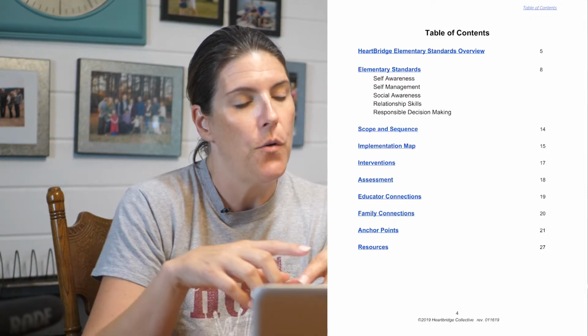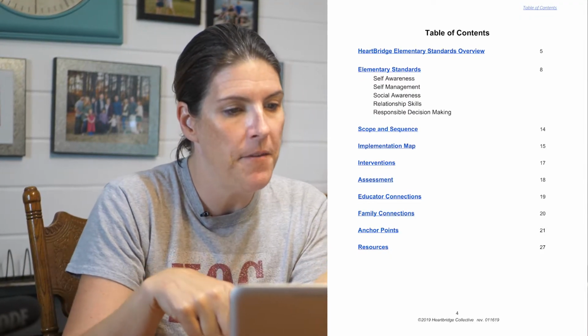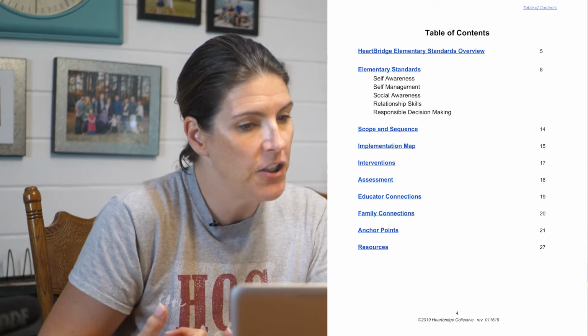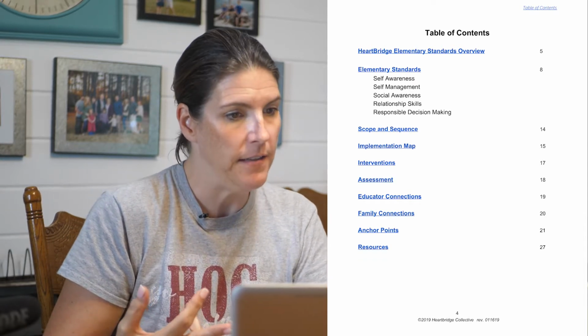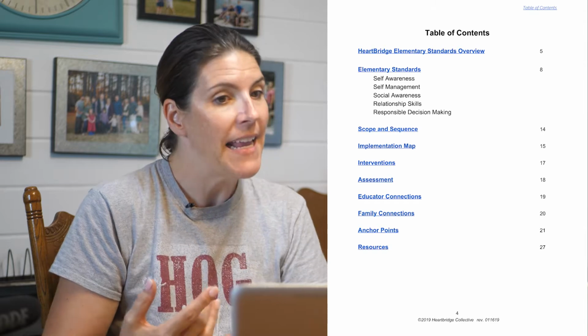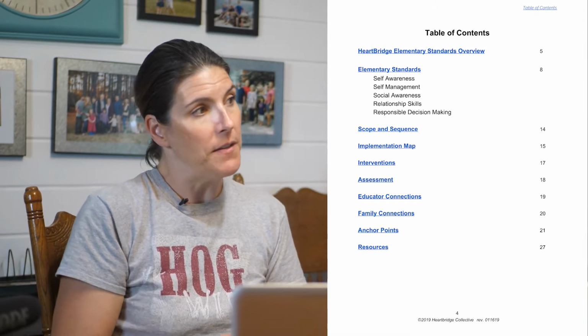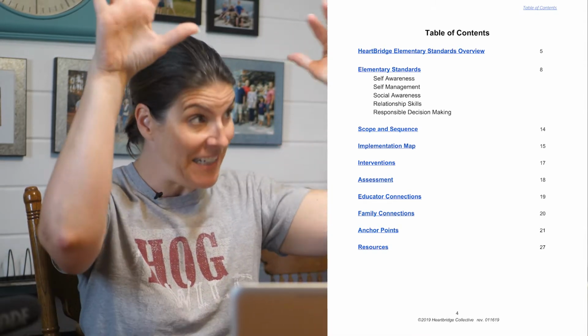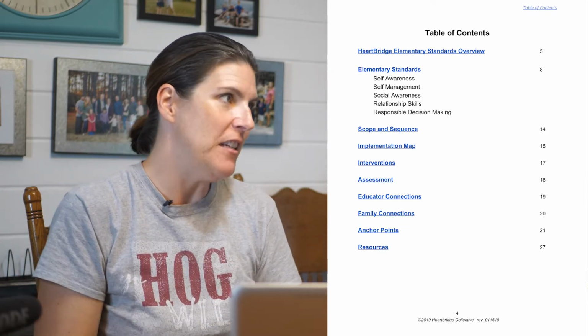Older kids, that self-awareness really has to come before they can understand how that affects their relationships with others. So they're both available in both of those. It's just how you use it. Each program has something called educator connections, family connections, and interventions. Again, I told you that this was kind of a top down. You're going from the teachers down and trickling down into the students.